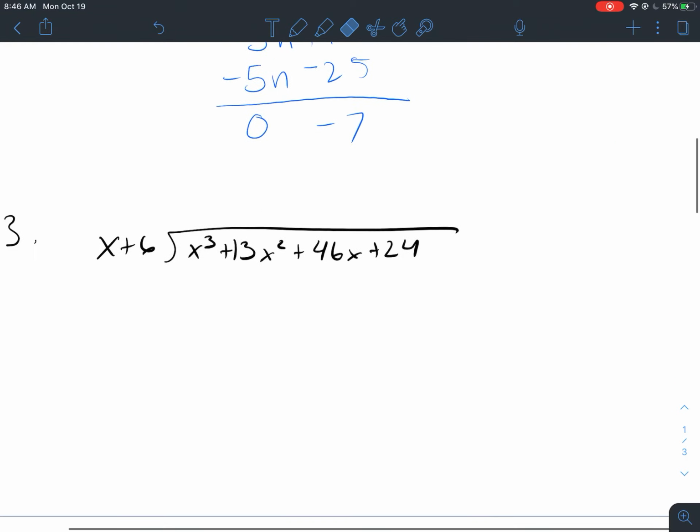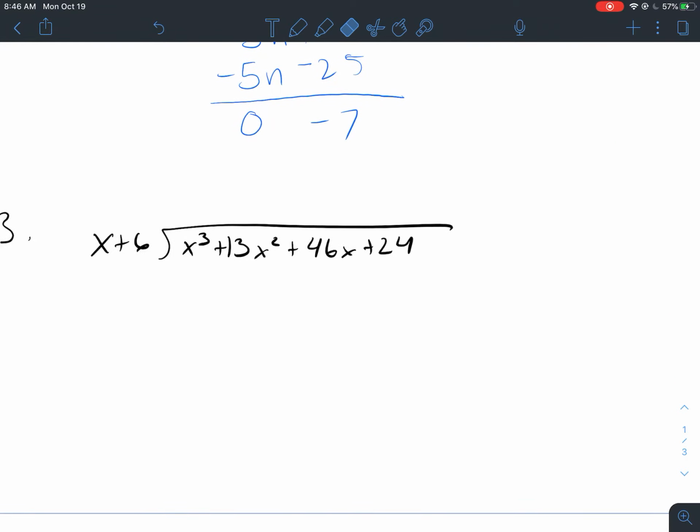All right, next one. So this one looks scarier, right? But it's just because there's more terms. All right, it's totally doable. We do it the exact same way. So we're going to take this guy divided by that guy. So I do x cubed divided by x. It's going to give me an x squared.